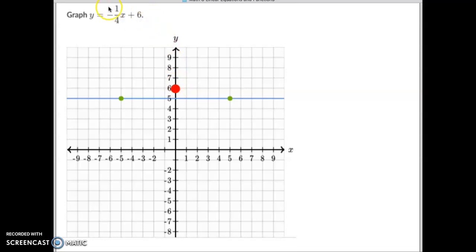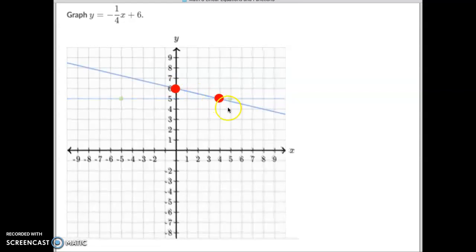Okay. Now my slope means I go down 1 over 4. So from here, I will go down 1 to 5 and then over 1, 2, 3, 4. So we always start from the y-intercept and then we go down and then over the 4 that it would be, and we put our dot there. Then we just play connect the dots. We draw a line between those two, and that's what that line should look like.